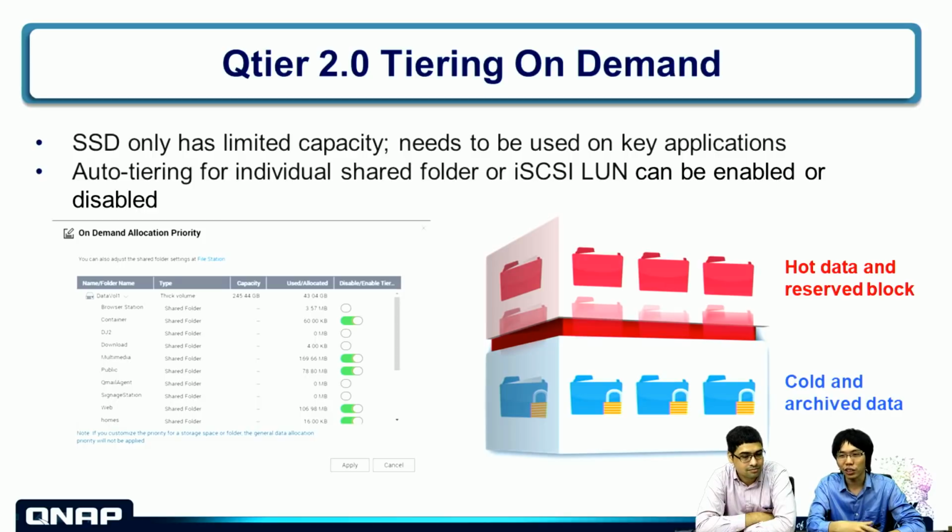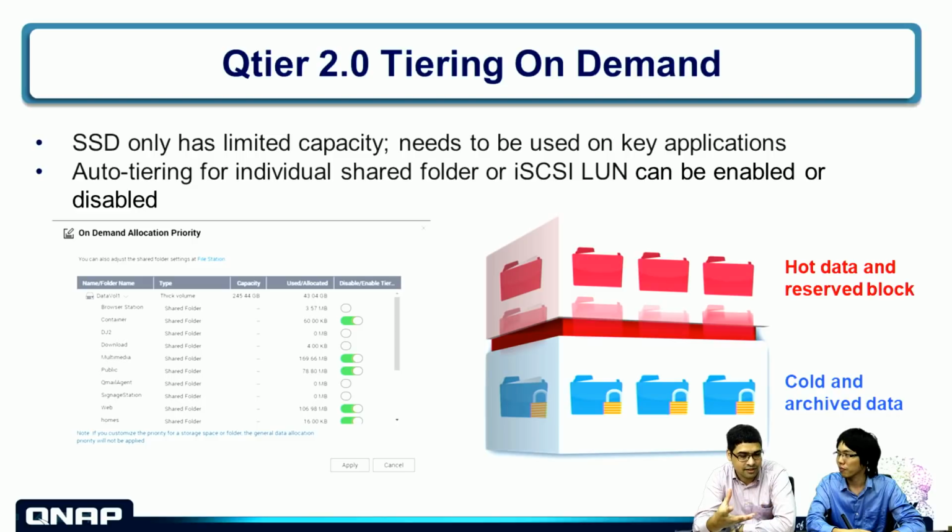Okay, next, besides our system automation, we also allow a tiering on-demand solution for the IT manager. From the chart, you can see that in QTS 2.0, the IT manager can freely decide which shared folder or which iSCSI LUN should enable QTS features so that the data can be moved to the SSD tier, while the remaining data will be kept locked in the HDD tier.